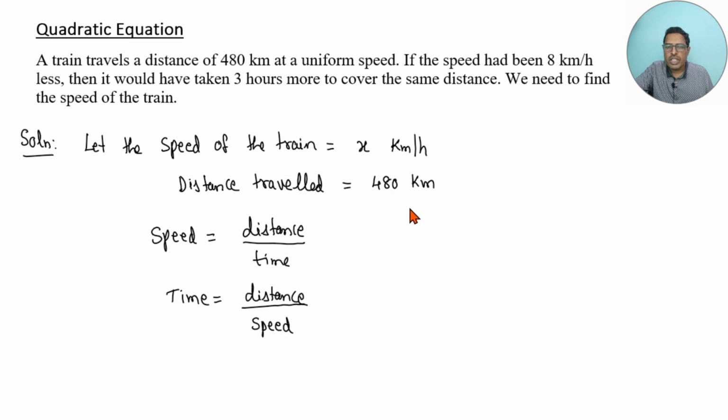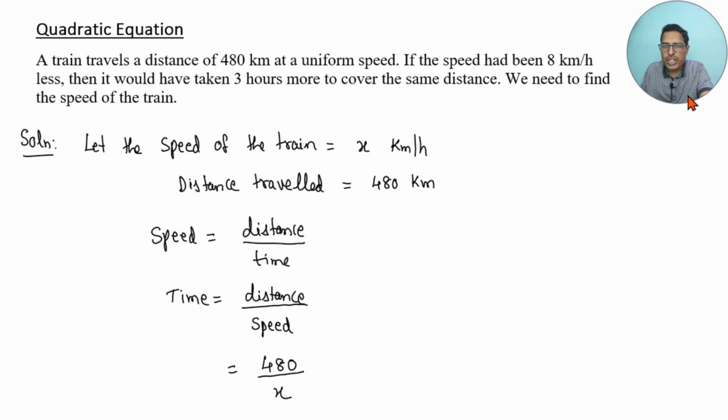So let us find out the time here. Time will be equal to the distance travelled, which is 480 kilometers, divided by the speed. What is the speed of the train? The speed of the train is x. So we have the time equal to 480 by x.